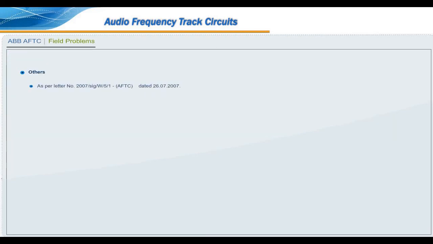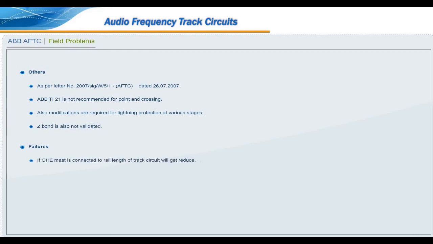Others. As per letter number 2007/W/5/1 AFTC dated 26/7/2007, ABB TI-21 is not recommended for point and crossing. Also, modifications are required for lightning protection at various stages. Z bond is also not validated. Failures: if OHE is connected to rail, the length of track circuit will get reduced.